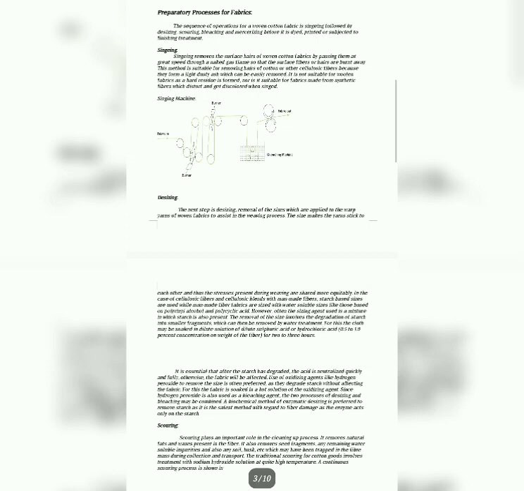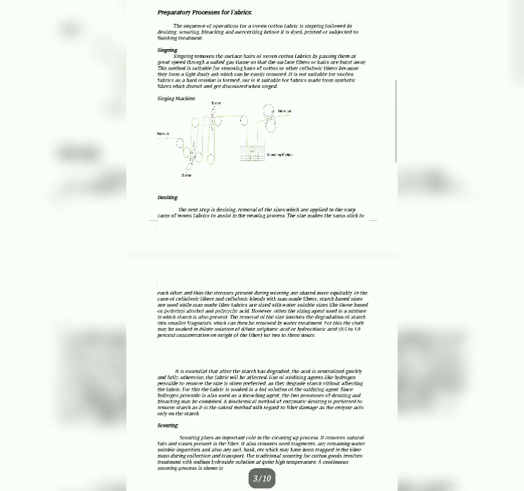The flowchart: the first step is spinning. Next, weaving. Then dyeing, printing, finishing. Then last is garment manufacturing. This is the basic and primary flowchart of textile manufacturing. Then the next topic is preparatory processes for fabrics. There are 5 main types of processes involved in this session.